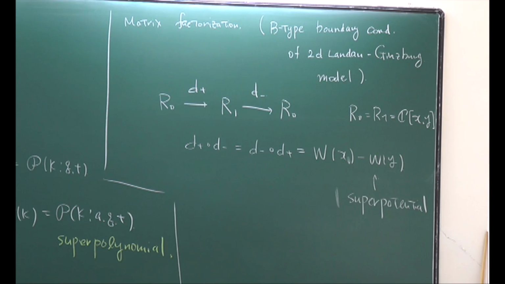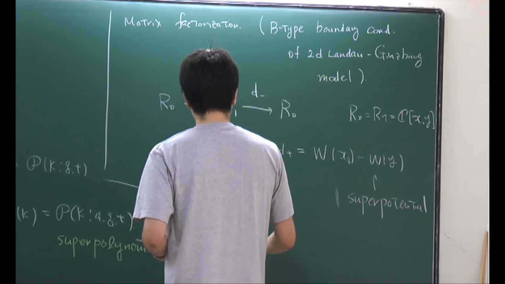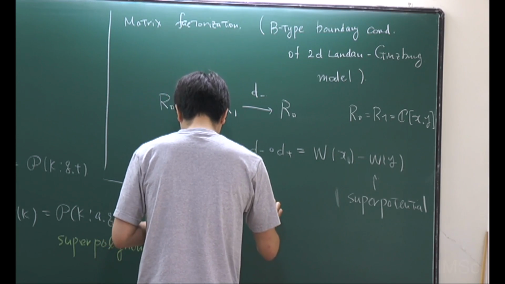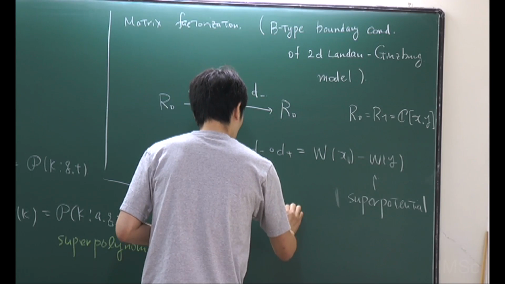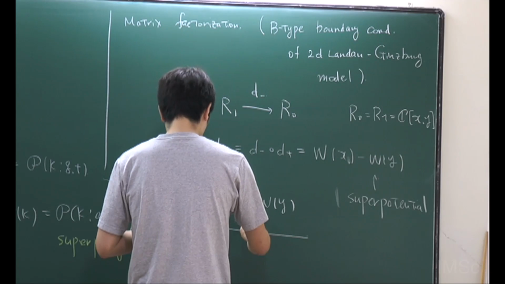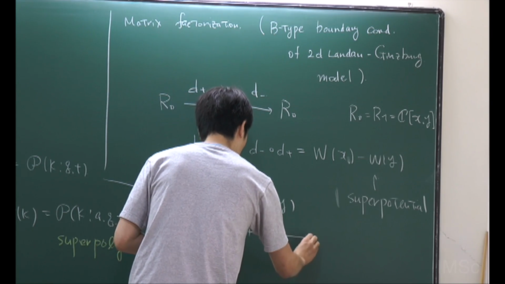So schematically, physicists always write down a picture. You have some boundary condition whose potential is given by W(x) and W(y). So this is a boundary condition, and the regions are called X and Y.